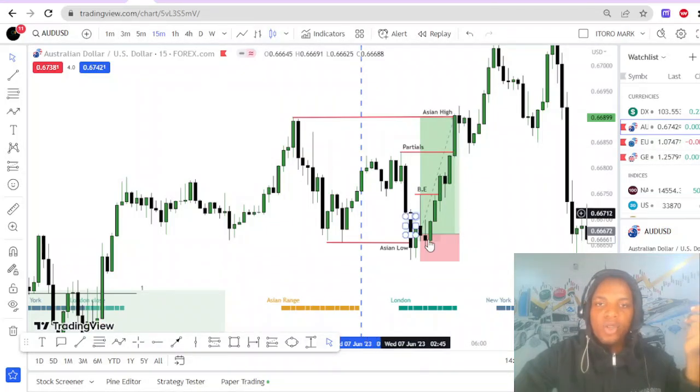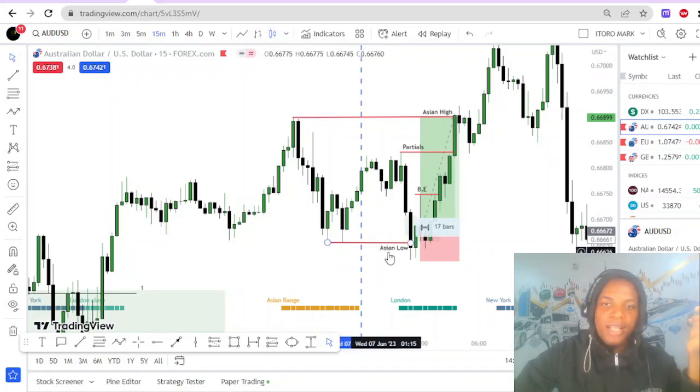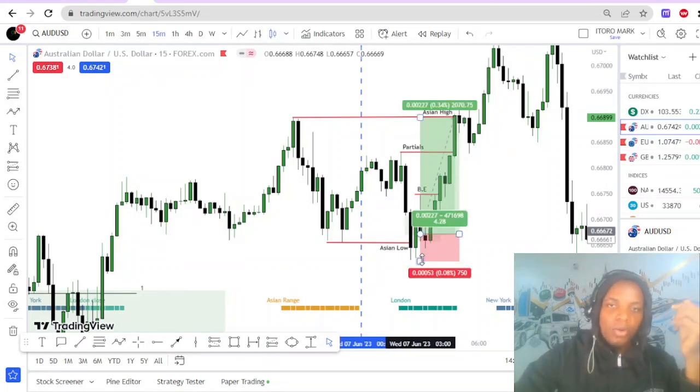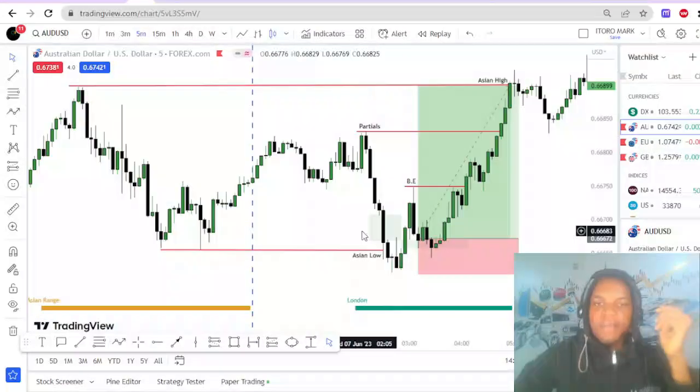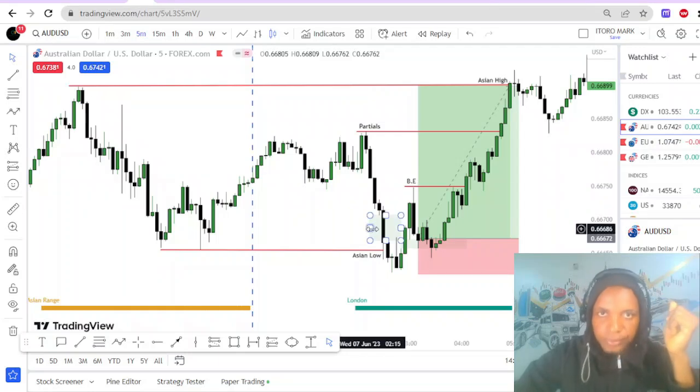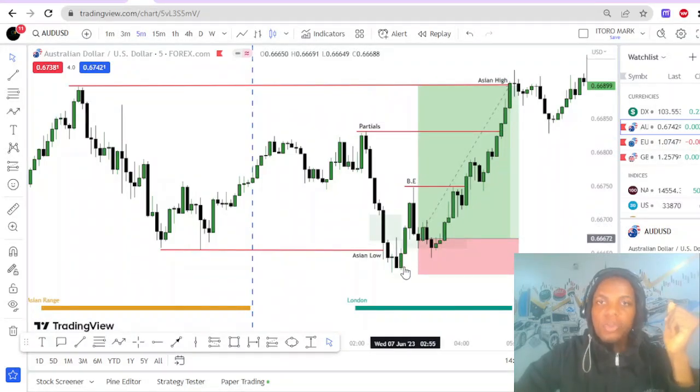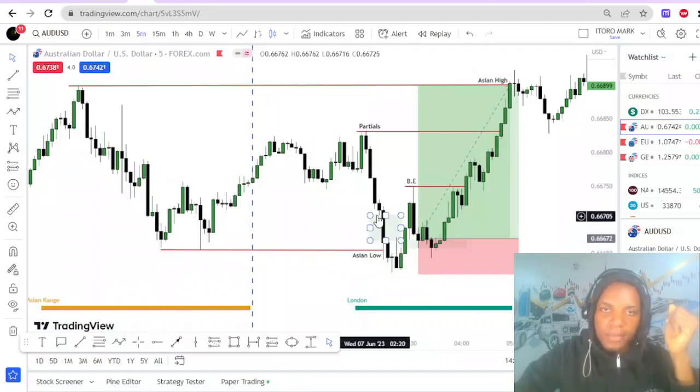Once I saw the graph of Asian session, I started expecting bullish price action. I scaled lower to the 5-minute chart to start hunting for the setup. Now this is the 5-minute chart. You can see that after this low was grabbed, it went high, took out market structure here that tapped into a fair value gap.